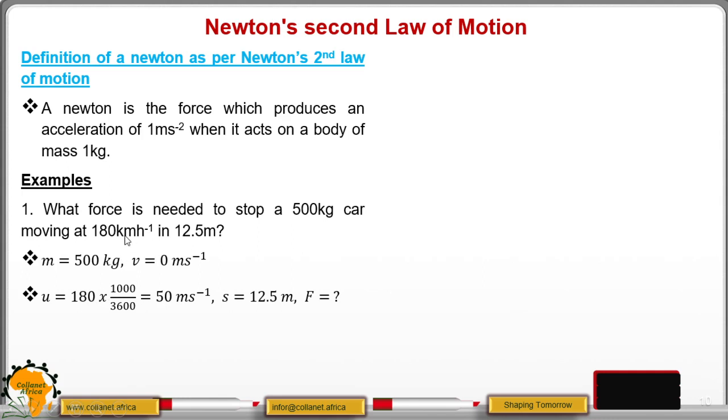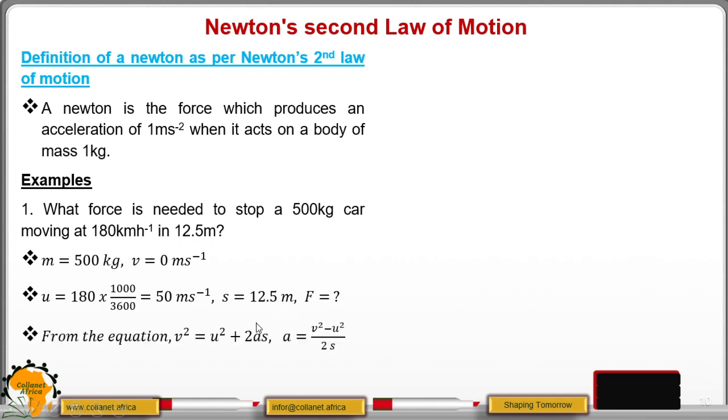Our u is equal to 180. In other words, we want to convert this into meters per second. We multiply 180 by 1,000 to convert kilometers into meters, and we divide by 3600, this is 1 hour in terms of seconds. So when you do that, you get that your u is 50 meters per second. Our displacement, or our distance, is 12.5 meters.